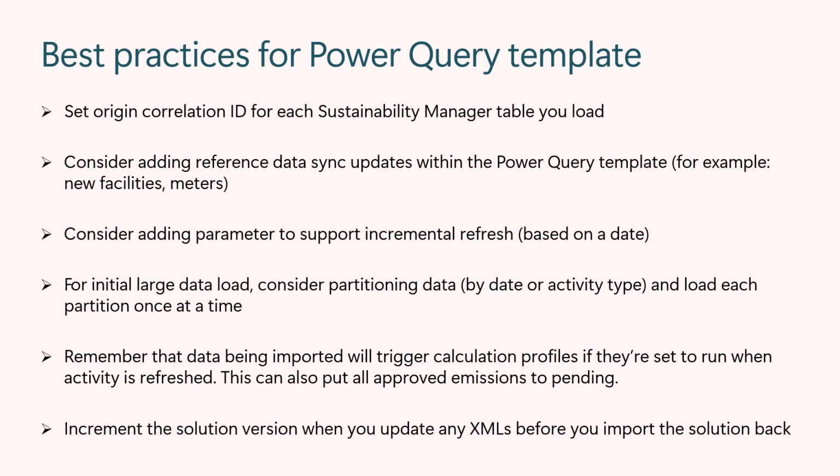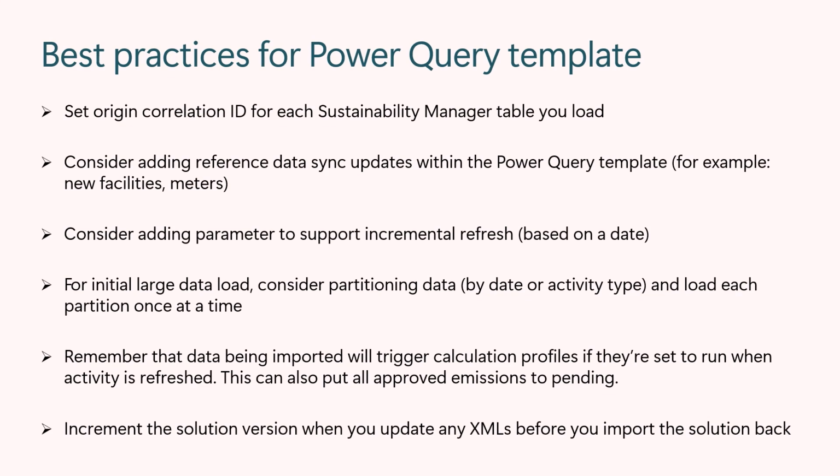Identify the right parameter to pass to the connector to load incremental data, such as a watermark date or a last successful load date. If the initial data load will be a large one, you can consider partitioning it either by date or activity type so that you have a more controlled initial load.